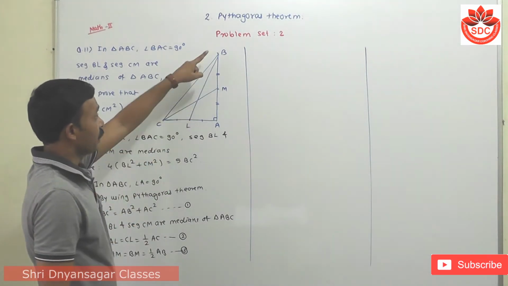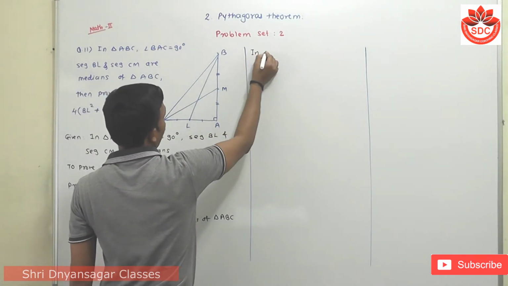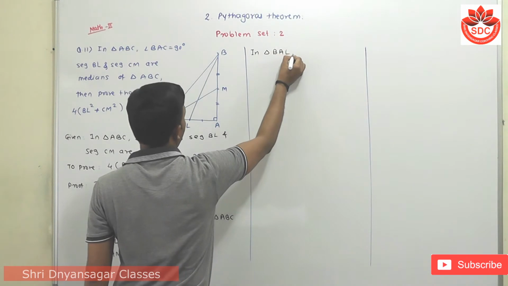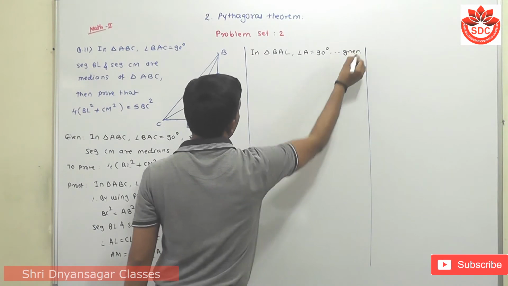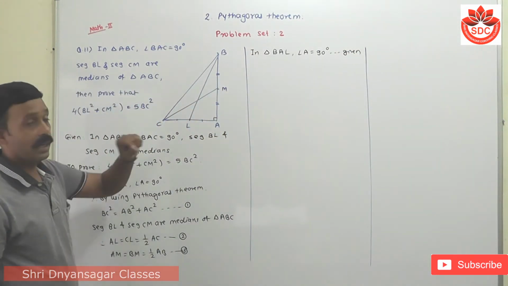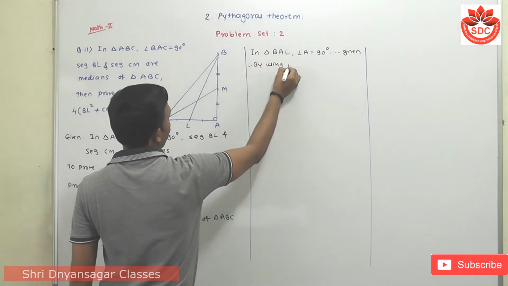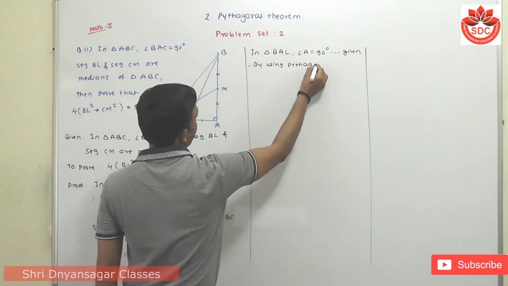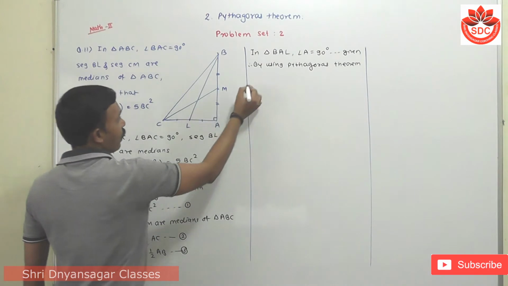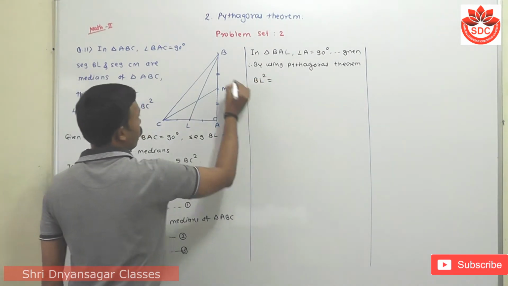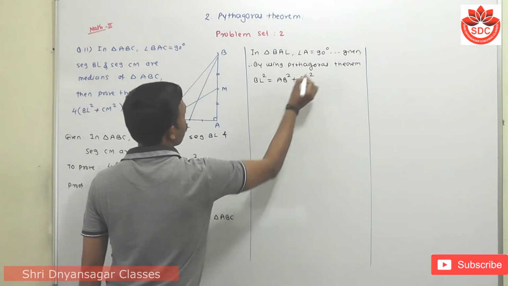So first I have to find the value of BL square separately and CM square also separately. Now for this, take triangle BAL. In triangle BAL, angle A is equal to how much? 90 degrees. This is given. Then by using the Pythagoras theorem, BL square is equal to BA or AB square plus AL square.